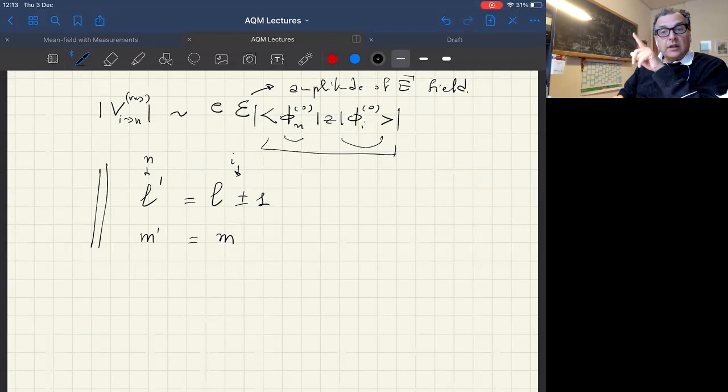Now, just notice that in order to find M prime equal to M, it should come from the fact that we chose the quantization axis equal to the orientation of the vector potential. Okay, you have freedom to choose the quantization axis.